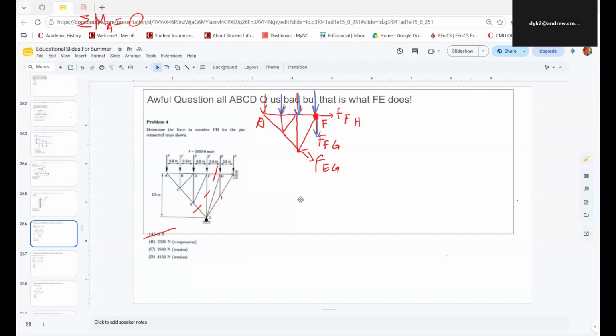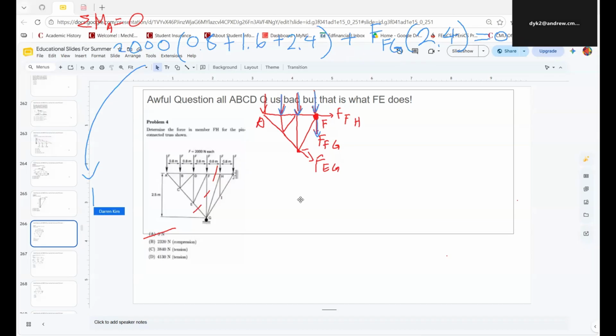So it is 2000 parentheses 0.8 plus 1.6 plus 2.4, because there's 3 of them and 0.8 spacing, plus FFG times 2.4 equals 0. With that said, we can do FFG equals 1 divided by 2.4, negative, so it's a negative direction, 2000 parentheses 0.8 plus 1.6 plus 2.4, and then get your calculator out, and you can do the division yourself.